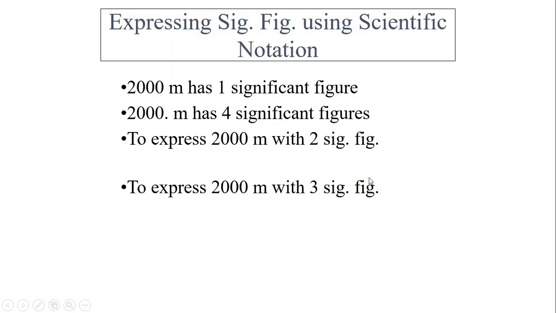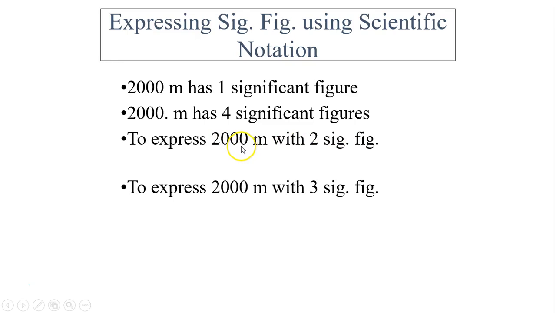Expressing significant figures using scientific notation. Sometimes scientific notation is necessary to express significant figures. For example, the number 2000 has 1 significant figure. If I want to express it with 4 significant figures, I can put a decimal, right? However, how to express 2000 with 2 significant figures? That is very hard. How do you do it?